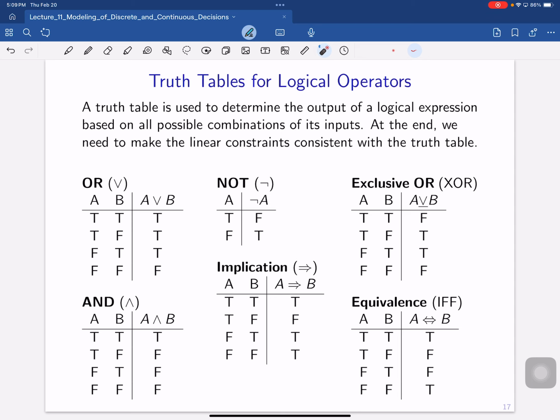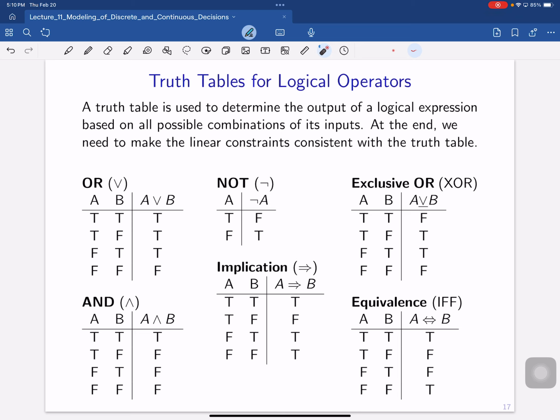Now, if you consider logic OR, A or B, then these conditions A and B can take, in combination, four different true or false combinations, right? When both A and B are true, then A or B will be true. When one of them is true, A or B is also true. Only when both of them are false, then A or B becomes false. That's what logic OR means.